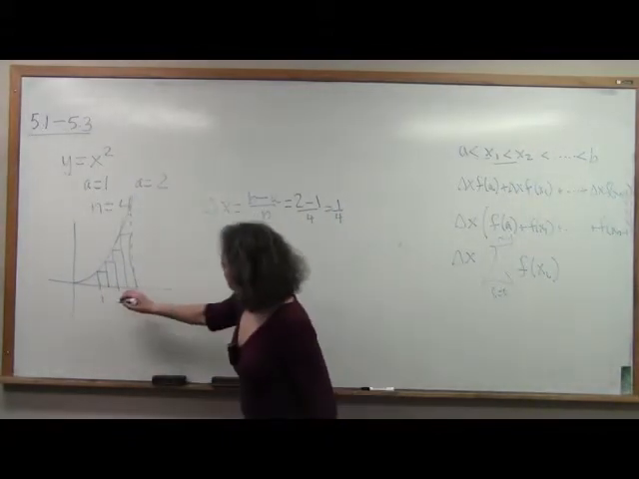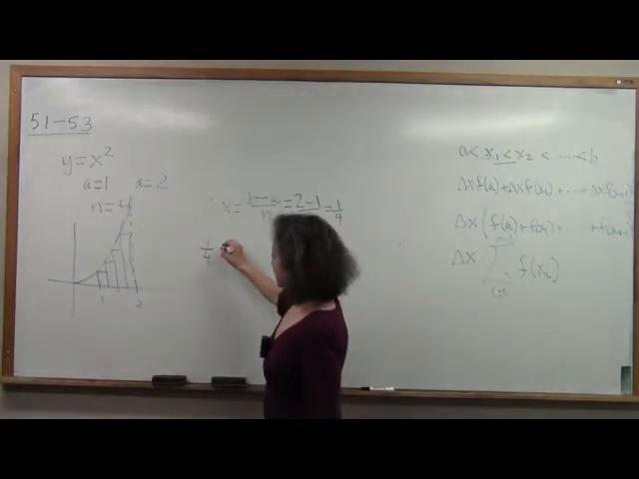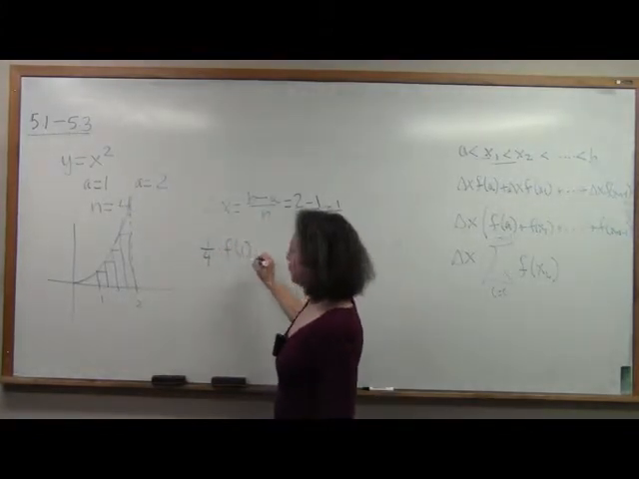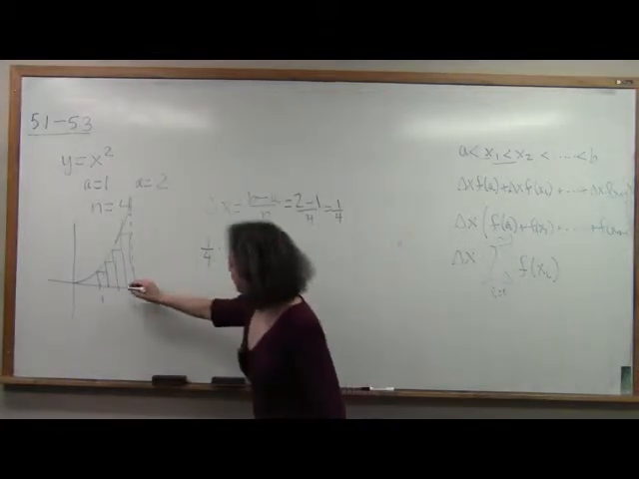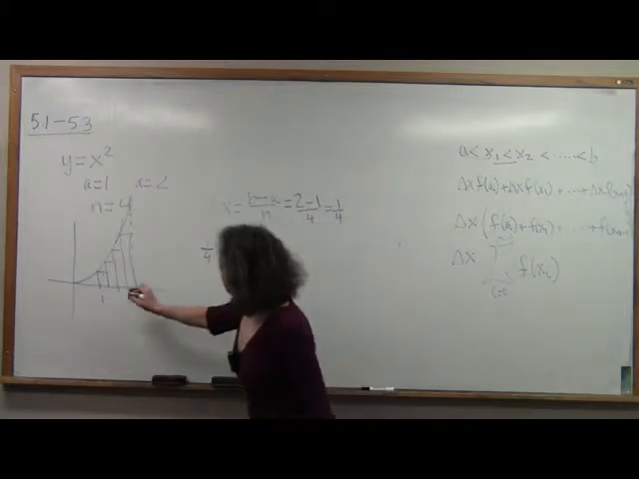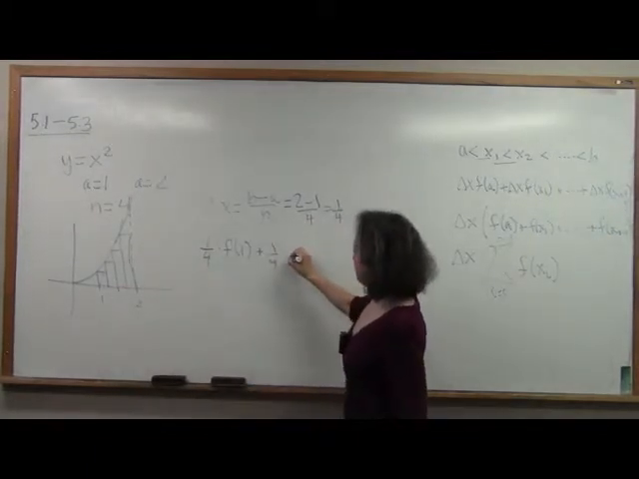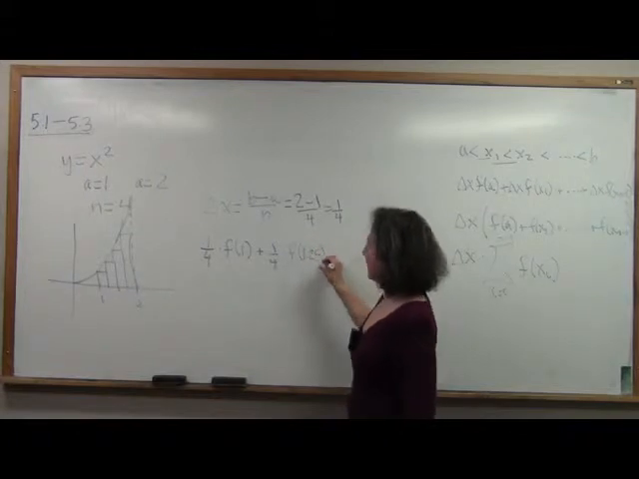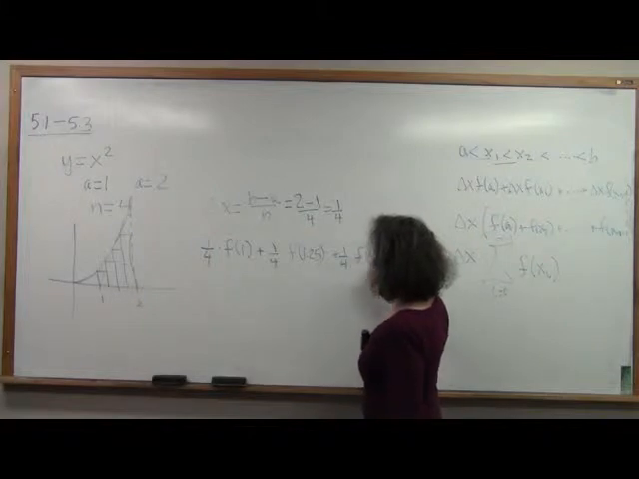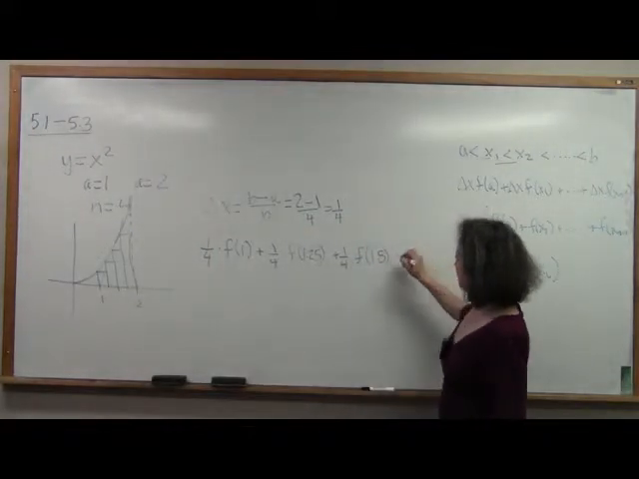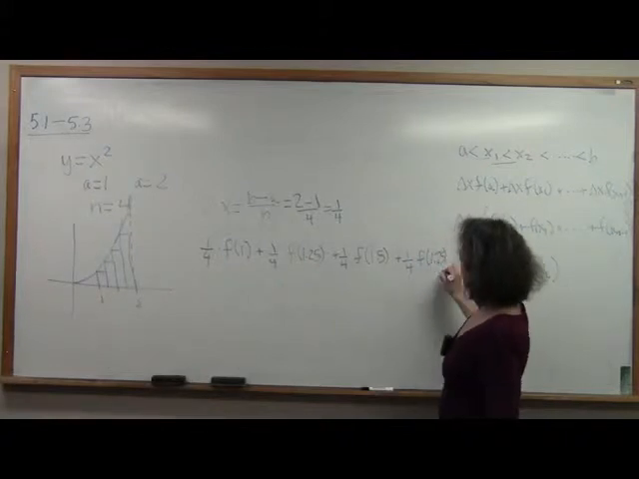Okay? So what is the area of my first rectangle? Well, it's 1/4 times my function value at 1. I'm using my left endpoints. Plus 1/4, well, if each of these has length 1/4, that would be times my function value at 1.25. Plus 1/4 times my function value at 1.5. And finally, plus 1/4 times my function value at 1.75.